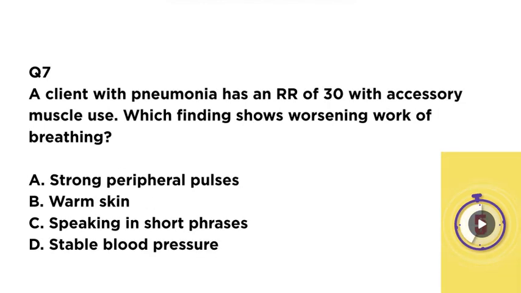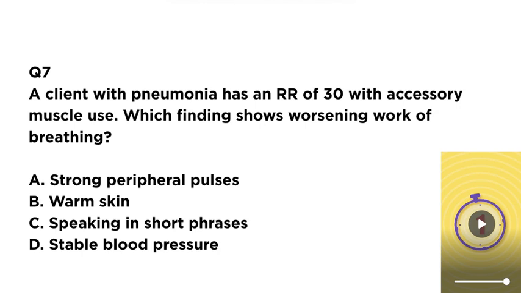Let's go to question number 7. A patient with pneumonia has a respiratory rate of 30 with accessory muscle use. Which finding shows worsening work of breathing? Ten seconds. Okay, so the correct answer is letter C.